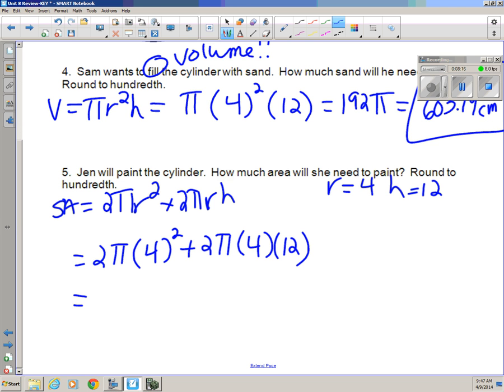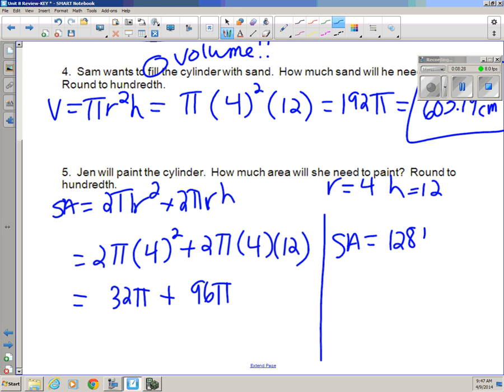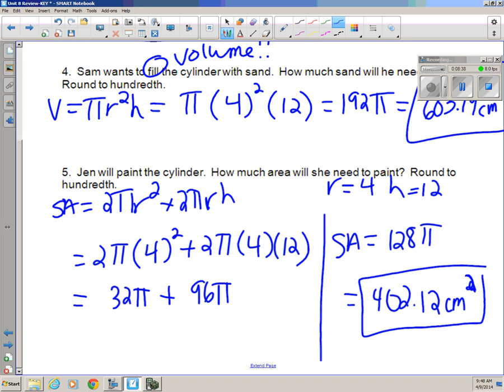So surface area is 2 pi 4 squared plus 2 pi 4 times 12. When we do the math here, this becomes 32 pi. When we do the math here, this becomes 96 pi. So the surface area happens to be 128 pi to be exact, multiplied out, 402.12 centimeters squared. That's a squared. Anything that's in area is going to be squared. Anything that's in volume is cubed.